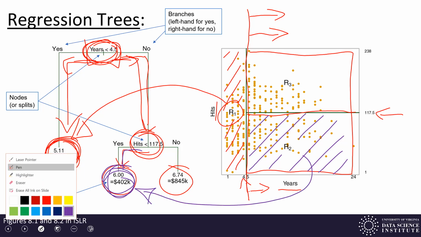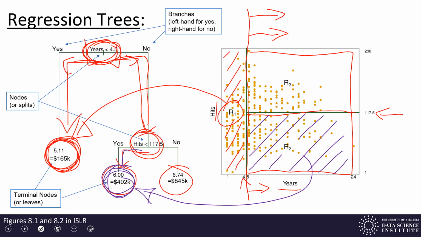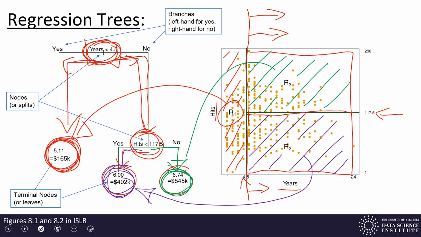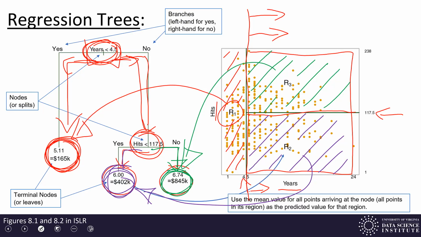And then way too much color. Let's grab green. So everybody whose hits are not less than 117.5, so all these players have more than 117.5. Those are the players up here in region 3. And the prediction for anybody in region 3 is that their salary is $845,000 per year. So it's rather crude. If we continue and we make more branches in our tree, we split additional times, we'd find smaller and smaller rectangles, and we divide up the space further.